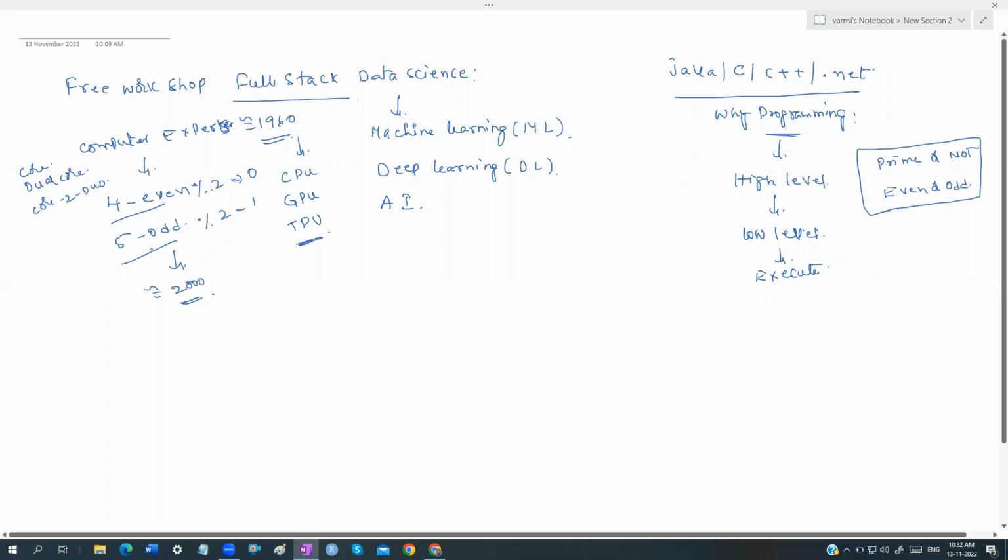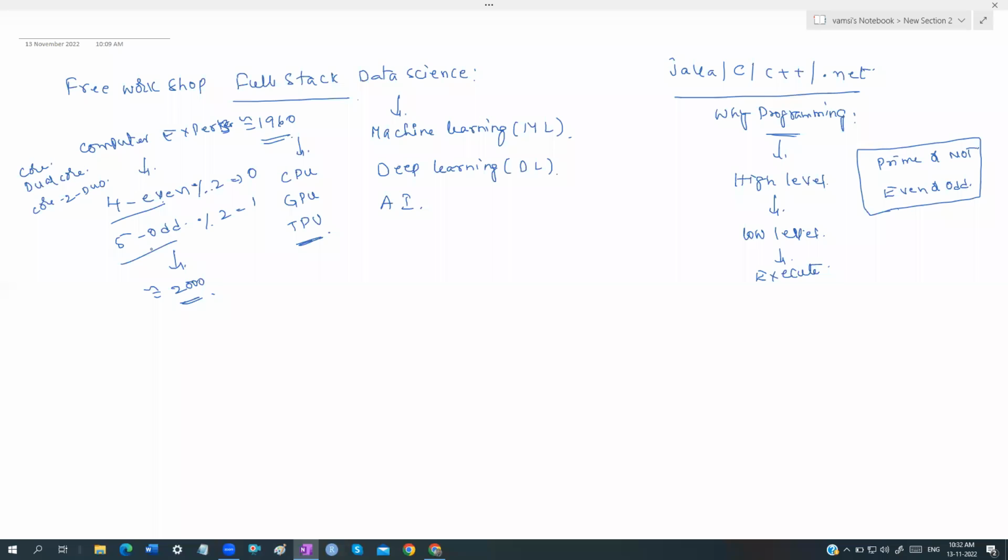We are not writing any code like divide this by 2. Whenever the remainder is equal to 0, it is even. Whenever the remainder is not equal to 0, it is odd. We need not write any such kind of code.